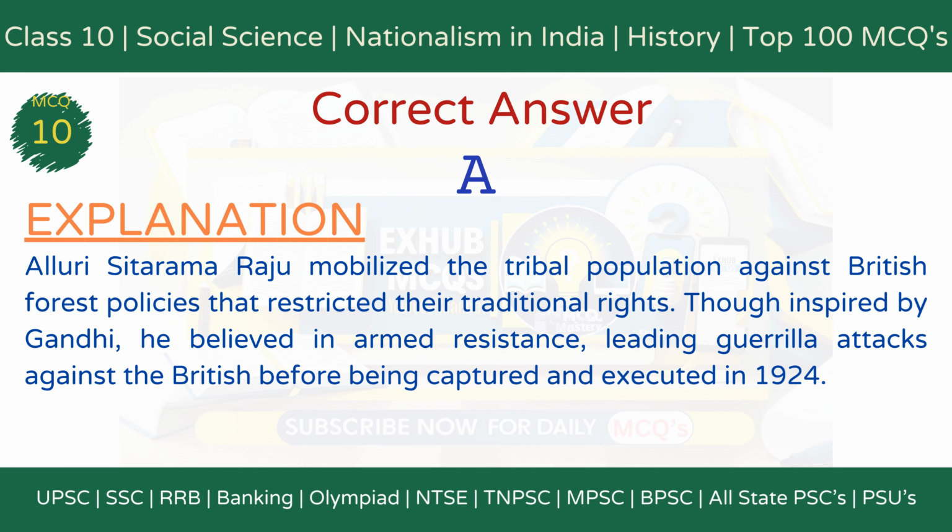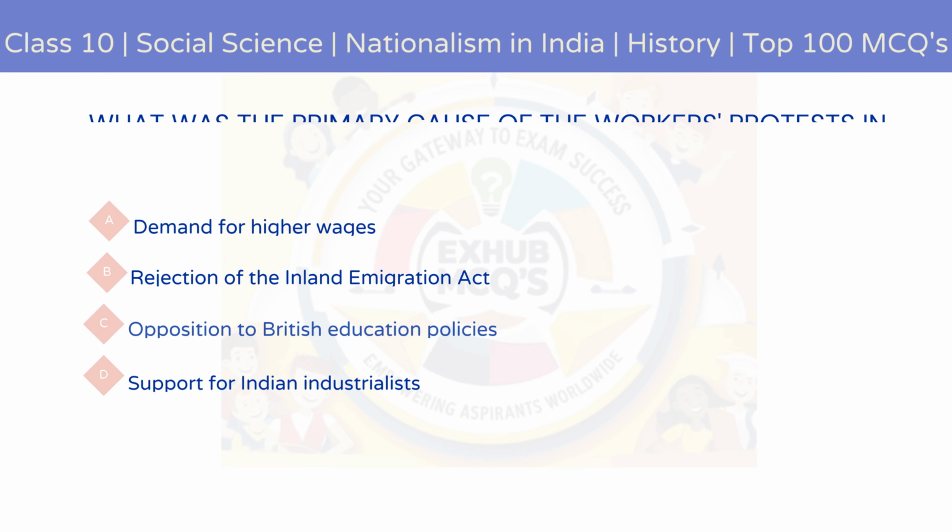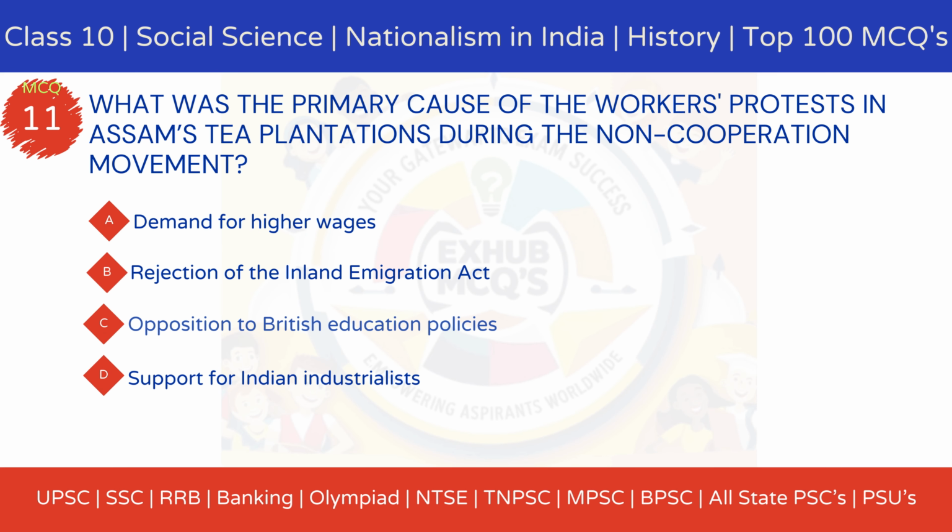The correct answer is option A, Alluri Sitarama Raju. Explanation: Alluri Sitarama Raju mobilized the tribal population against British forest policies that restricted their traditional rights. Though inspired by Gandhi, he believed in armed resistance, leading guerrilla attacks against the British before being captured and executed in 1924. MCQ 11. What was the primary cause of the workers' protests in Assam's tea plantations during the non-cooperation movement?